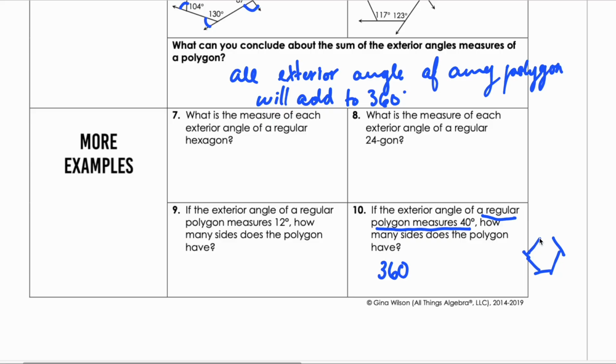So let's think about this logic. If all of my exterior angles are congruent and they're all 40, how many 40-degree angles can I fit into 360 degrees? Well, I'm going to take my 360 and divide it by 40, and that will give me a total of 9. So I can fit 9 40-degree angles into 360 degrees.